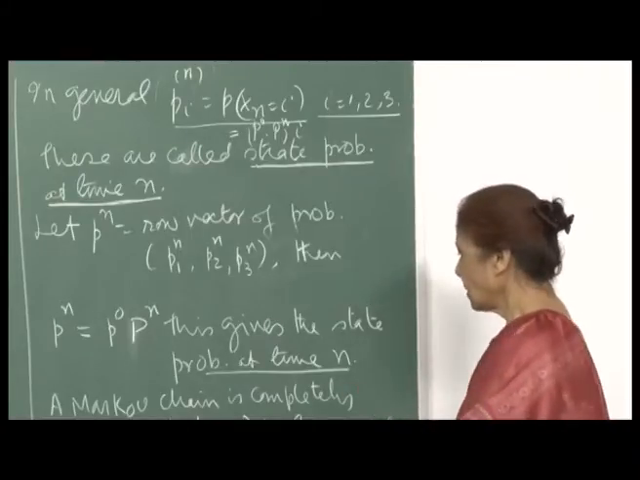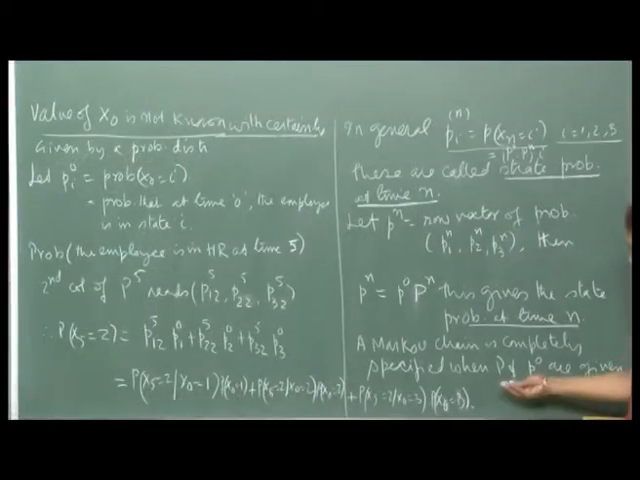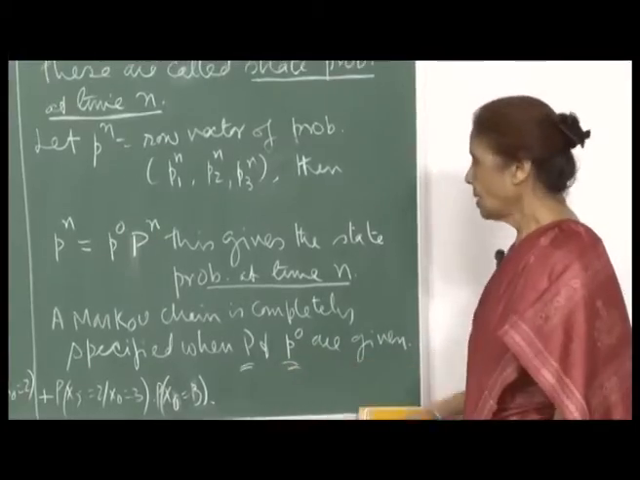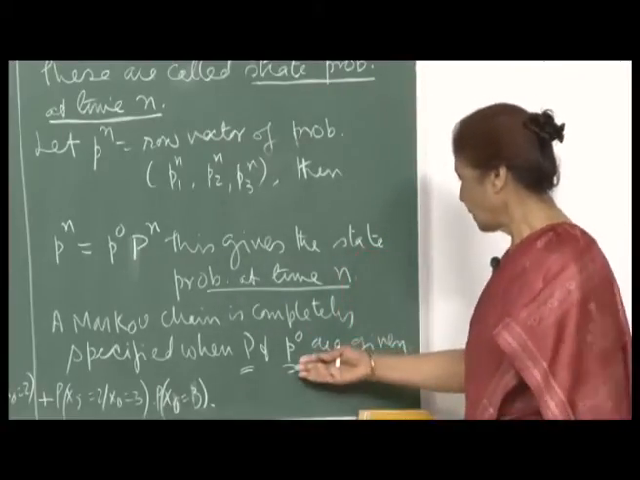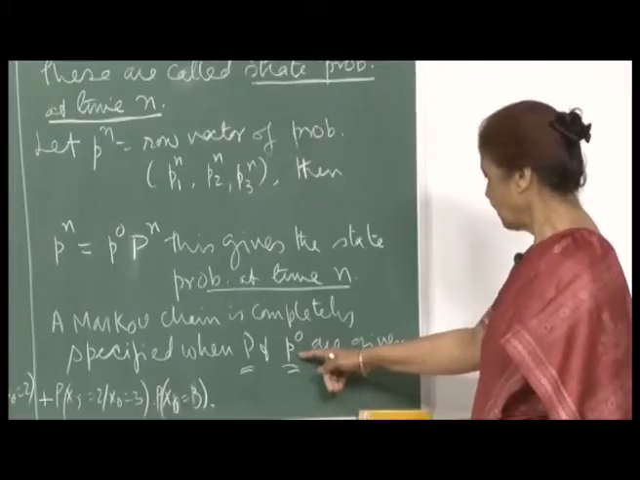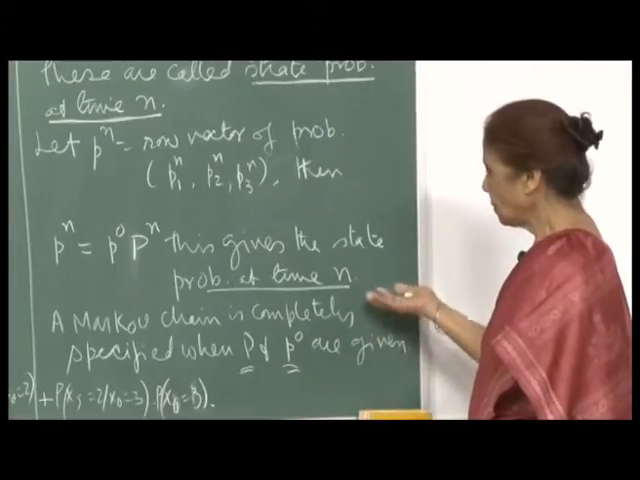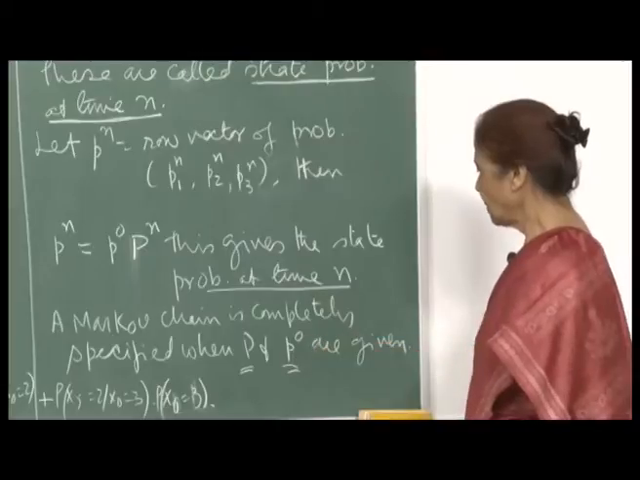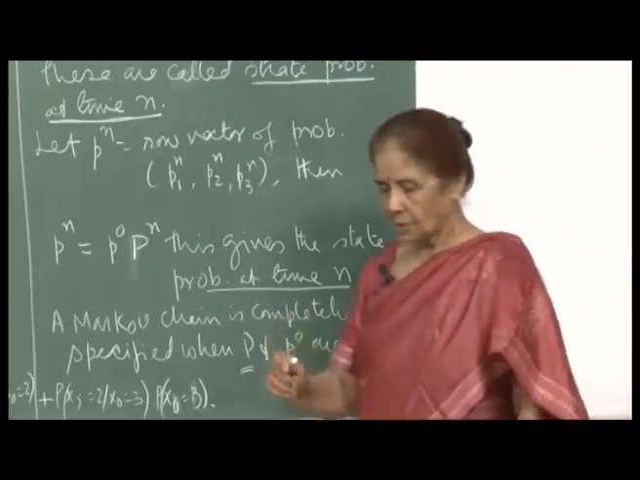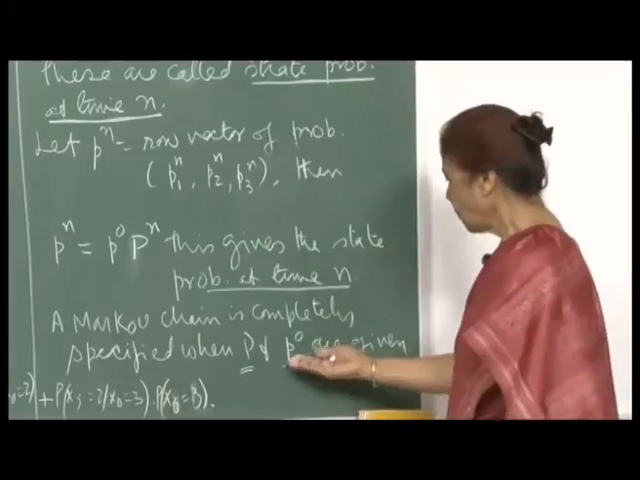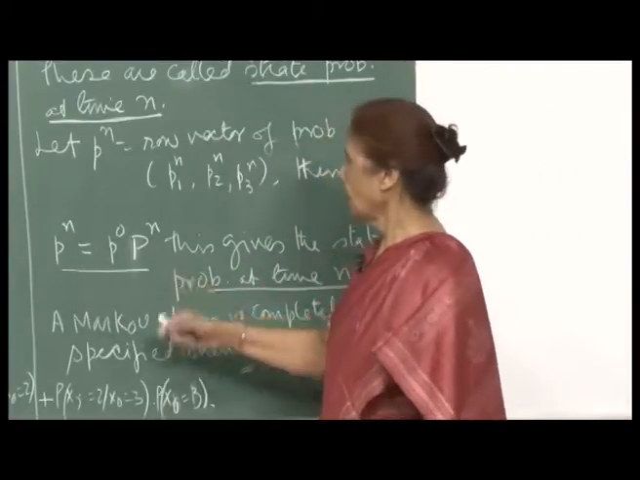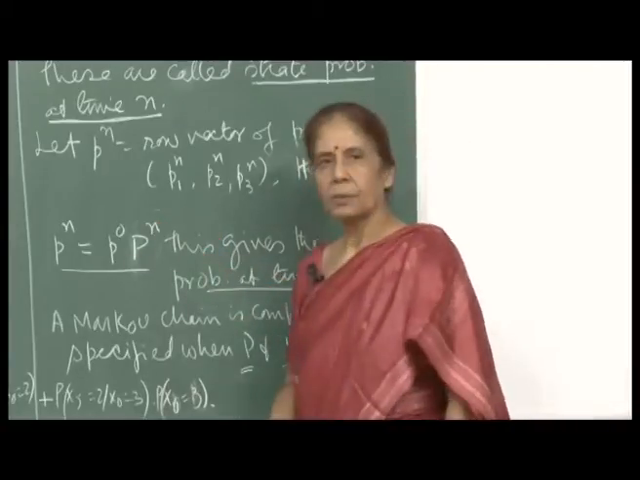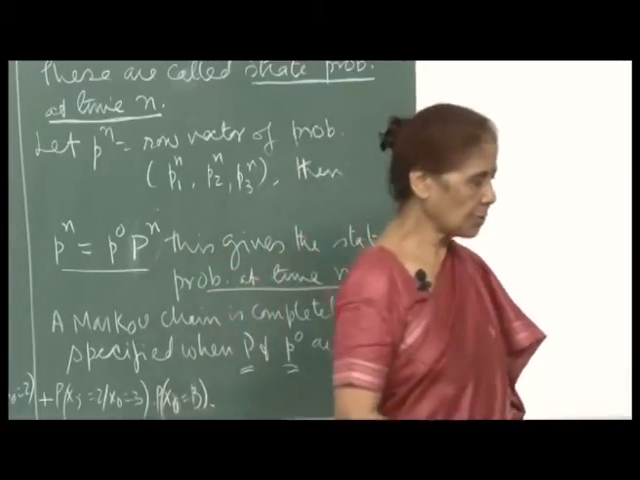Now, the Markov chain is completely specified when you are given the first step transition matrix P and the initial probabilities of the system being in a particular state. So, P naught is the vector which gives you P naught 1, P naught 2 and P naught 3. These are the probabilities when initially the system is in state 1, 2 or 3. Then you can compute these, and of course, you can compute the n step transition probabilities also.